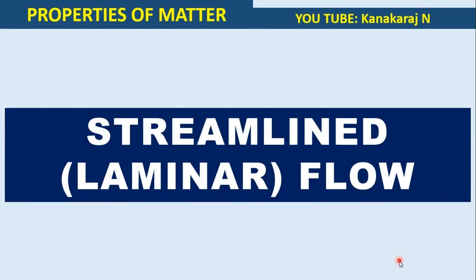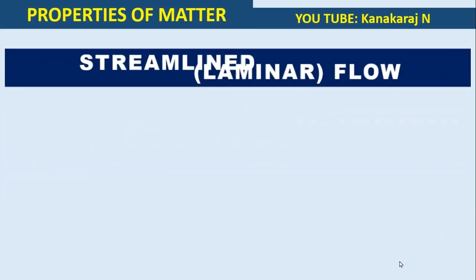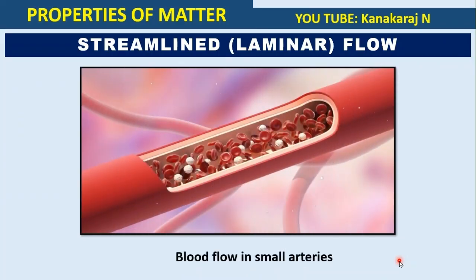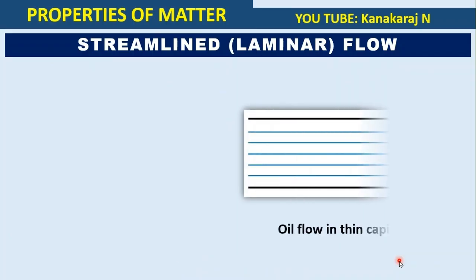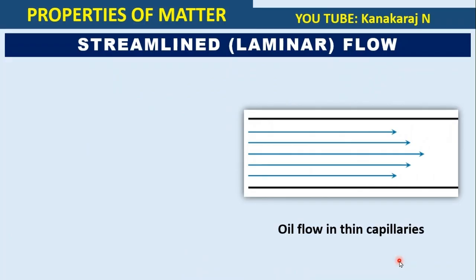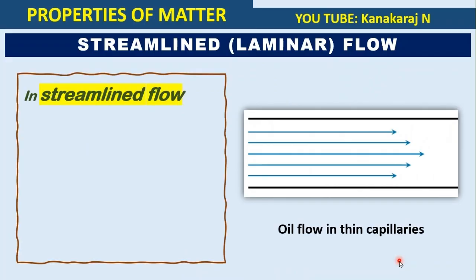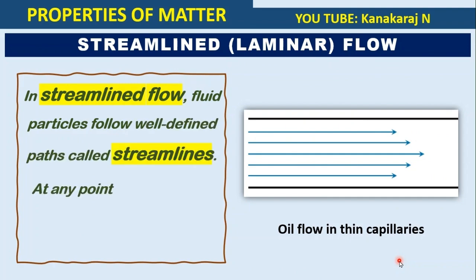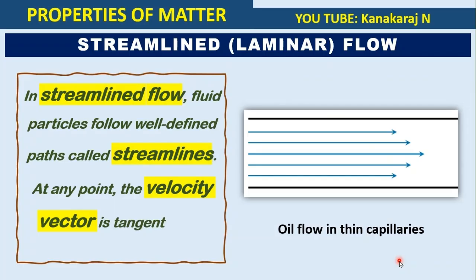Streamlined laminar flow. Water in a narrow pipe. Blood flow in small arteries. Oil flow in thin capillaries. In streamlined flow, fluid particles follow well-defined paths called streamlines. At any point, the velocity vector is tangent to the streamline.